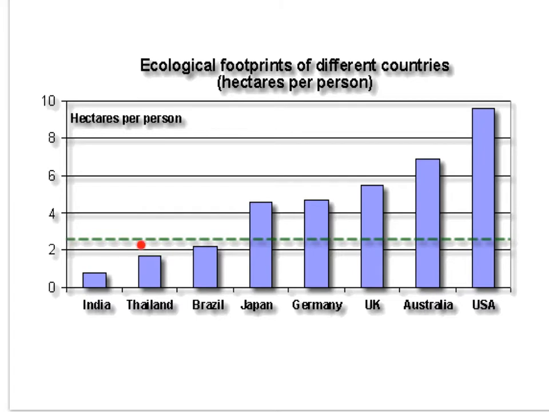This line is known as the global biocapacity. This is the hectare value, just above 2 hectares, that is thought to be the average area, the average footprint per person, if every one of us consumed at exactly the same level. Or, in other words, if we took the world's entire productive land area and divided it evenly among the world's population, we would each have 2 hectares from which to derive our resources.